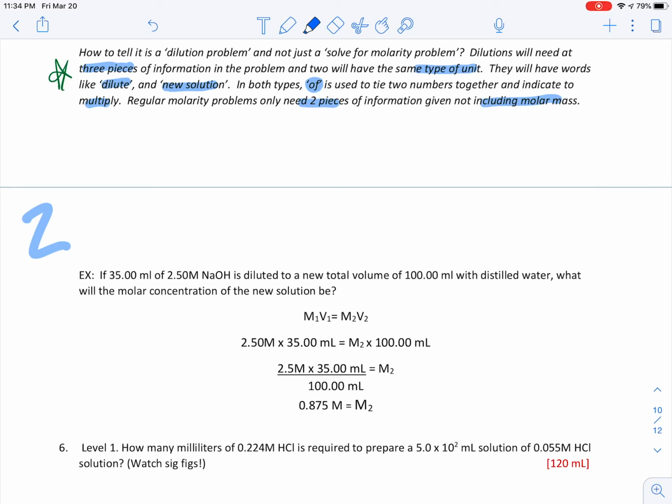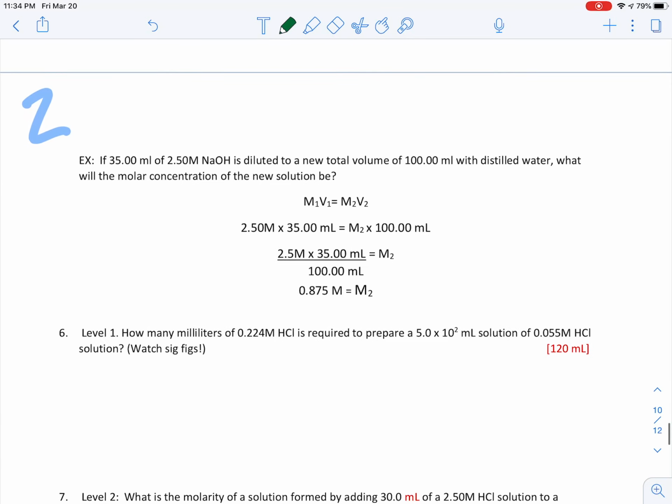In regular molarity, we'll usually only have 2 pieces. Oh, and that's not including molar mass, because you gotta have that. Sometimes molarity does give you more information than 2 pieces. I'm just reminding you, you only need to convert to moles and to liters for molarity.